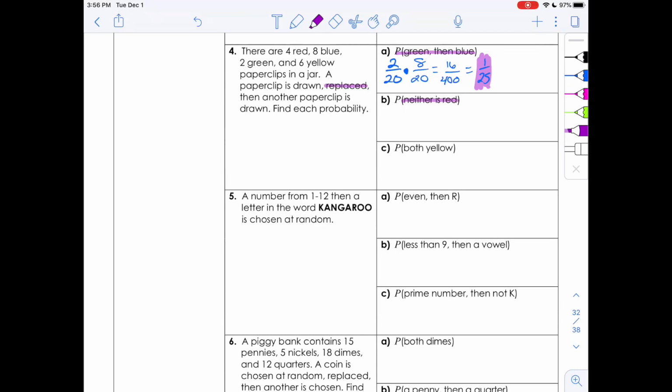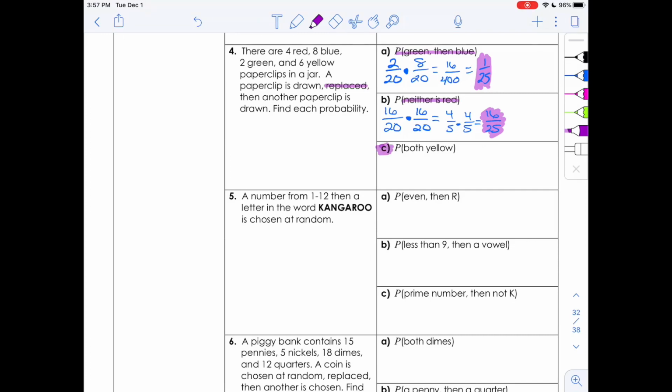B wants to find the probability that both times you don't pull out a red one. So if you're not pulling out a red paper clip, you're pulling out either a blue, green, or yellow. Blue, green, and yellow all together are 16 out of the 20. Times the second time you're not going to pull out a red, so it's again 16 out of 20. So for this one, it might be easier to go ahead and simplify before you multiply. 16 out of 20 is going to simplify to 4/5 times 4/5, which is 16 out of 25. So the probability that both times you won't pull out a red is 16 out of 25.